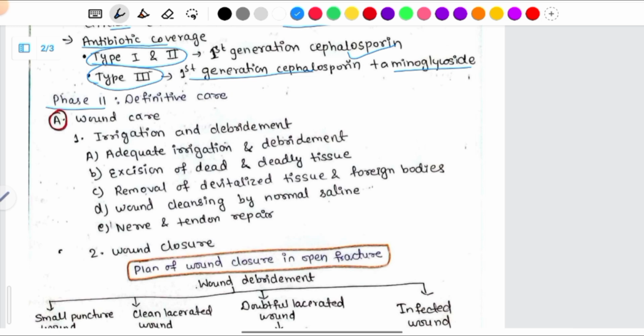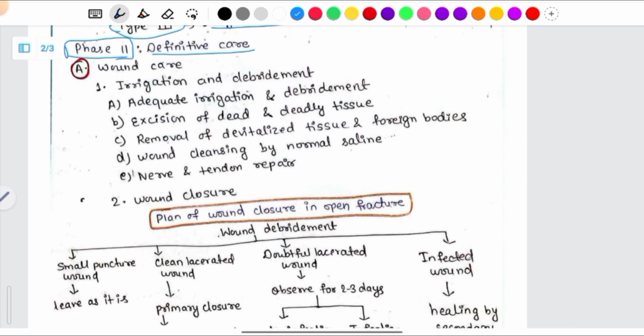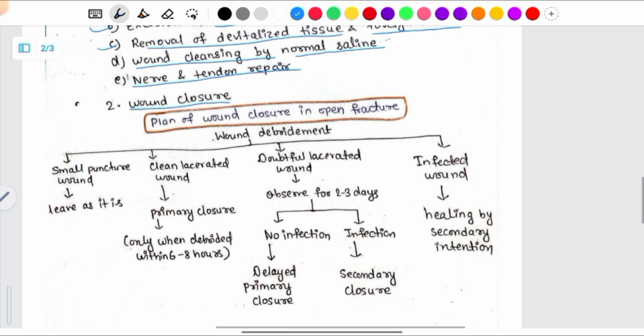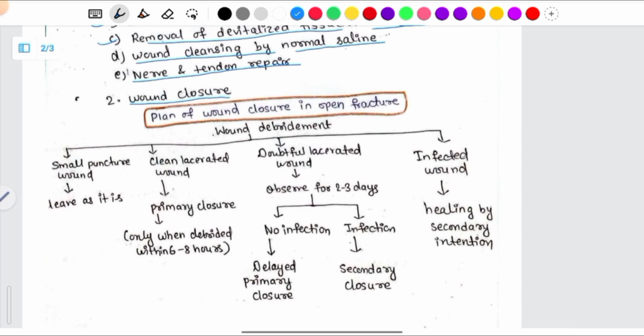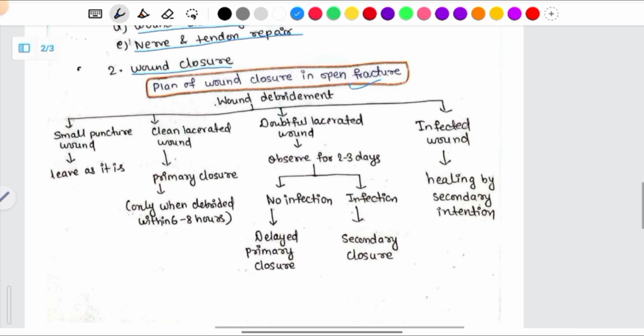After emergency care, in phase 2 we perform the definitive care. Wound care, irrigation and debridement are done, and after that wound closure. Adequate irrigation and debridement is done, with excision of the dead and devitalized tissue and removal of foreign bodies. Wound cleansing is done with normal saline, then nerve and tendon repair. Wound closure. Plan of wound closure in open fracture.